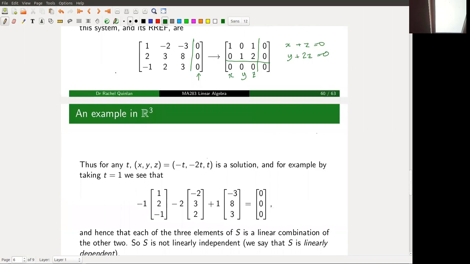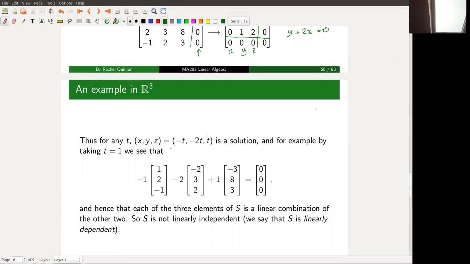Okay, so basically x is going to be minus t, y is going to be minus 2t, if z is t. So anything like this is a solution for x, y, and z. And by taking t to be, for example, 1, we'd have x equals minus 1, y equals minus 2, z equals 1, and we can achieve a description of the 0 vector as a linear combination of these three vectors with all three coefficients being not 0. So our conclusion is that S is not linearly independent, and we would say that S is linearly dependent in that case.